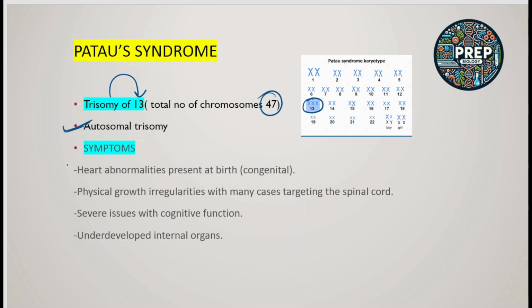Okay, the symptoms of Patau's syndrome are heart abnormalities present at birth, physical growth irregularities, in many cases targeting the spinal cord, several issues with cognitive function, a mentally retarded baby is seen, and underdeveloped internal organs. So these all are the symptoms of Patau's syndrome. So in all these diseases, you all have to focus on which kind of trisomy, monosomy, aneuploidy takes place in these kinds of syndromes. Okay.